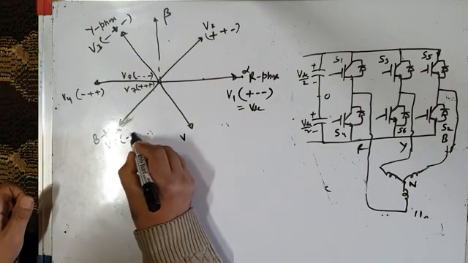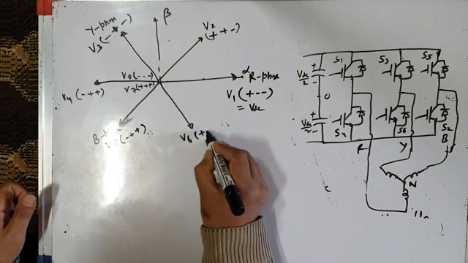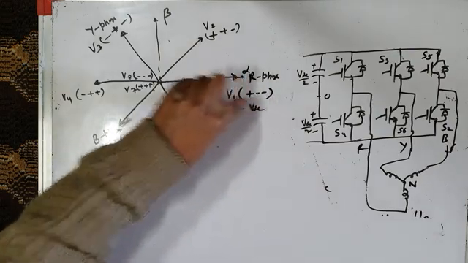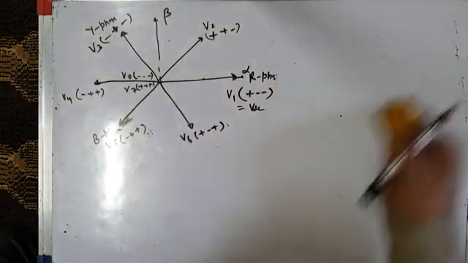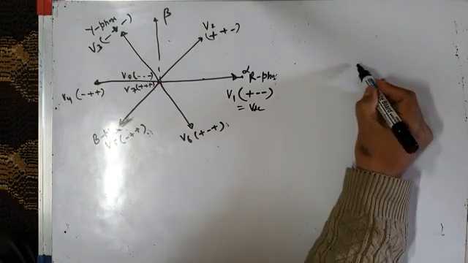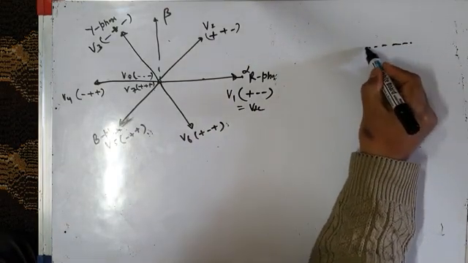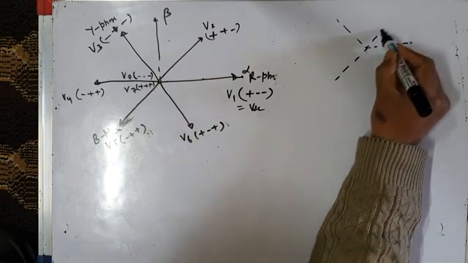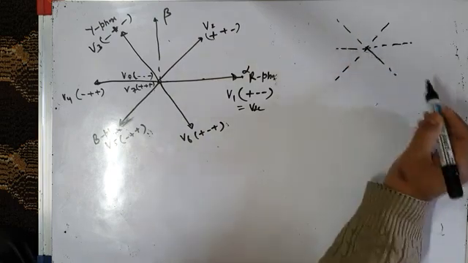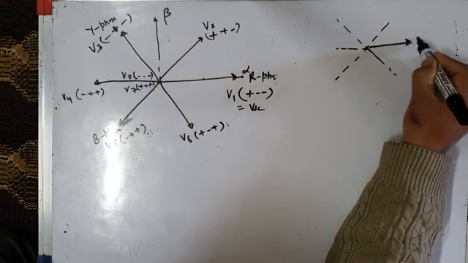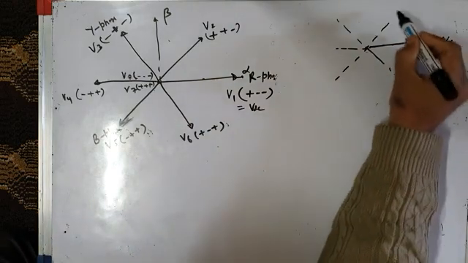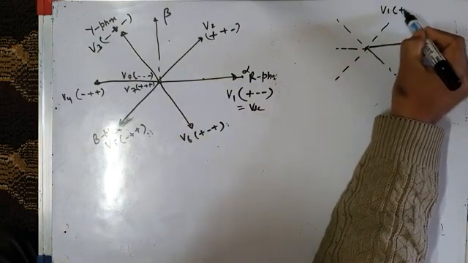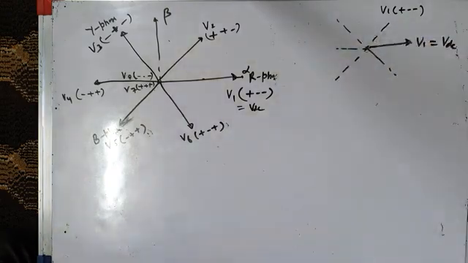V5, V6. So that was switching state V1. Let us take another switching state. So before I take another switching state, let me show you this. So this is my V1. So V1 is equal to VDC, which switching state 1 gives. Which switching state gives that? V1 is plus minus minus. It gives a vector along alpha axis.